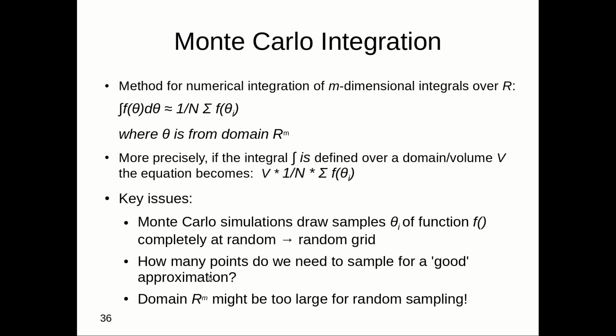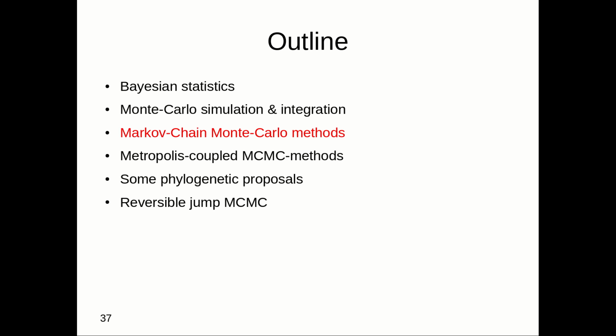And finally, this domain, the real numbers, some vector of real numbers with m entries, might just be too large for random sampling, right? So what we would actually need is some sort of more intelligent sampling of this large parameter space. So random sampling will not really help us here.